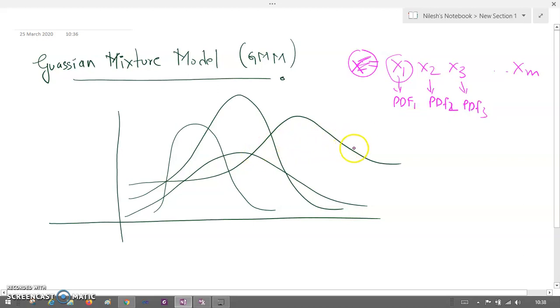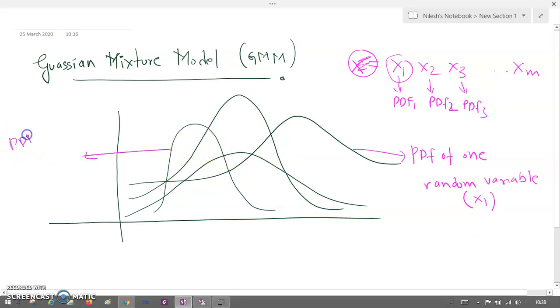So this is the PDF of one random variable, let's say x1. Then this is going to be the PDF of another random variable, x2, and so on. So it could be for x3, and it could be for x4.